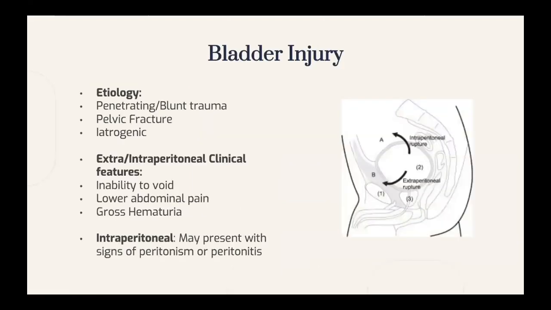Bladder injuries are typically from penetrating or blunt trauma, pelvic fractures, because it's on the pelvis, especially the pubic symphysis. And it can also be iatrogenic. So the general features include inability to void, lower abdominal pain, and gross hematuria. And for intraperitoneal bladder damage, the patient may present with signs of peritonism or peritonitis, especially if he has a history of UTI. He will most likely present with peritonitis.